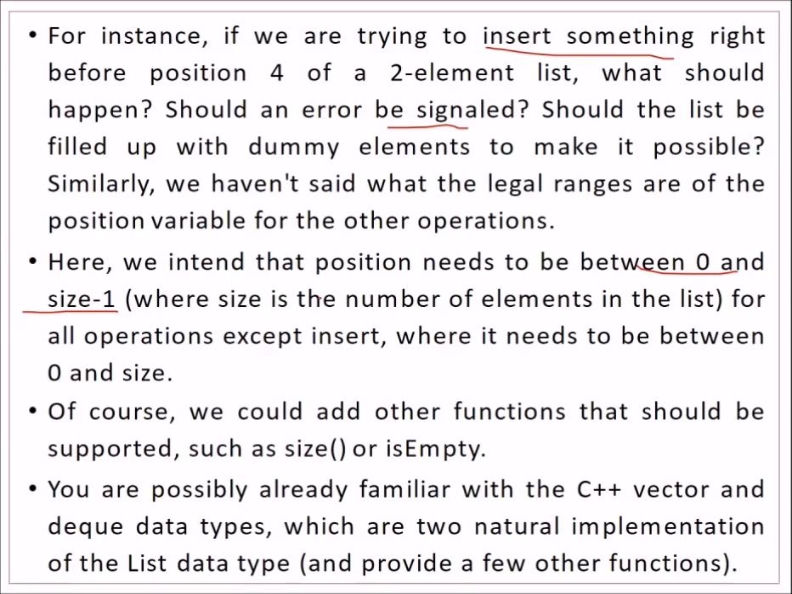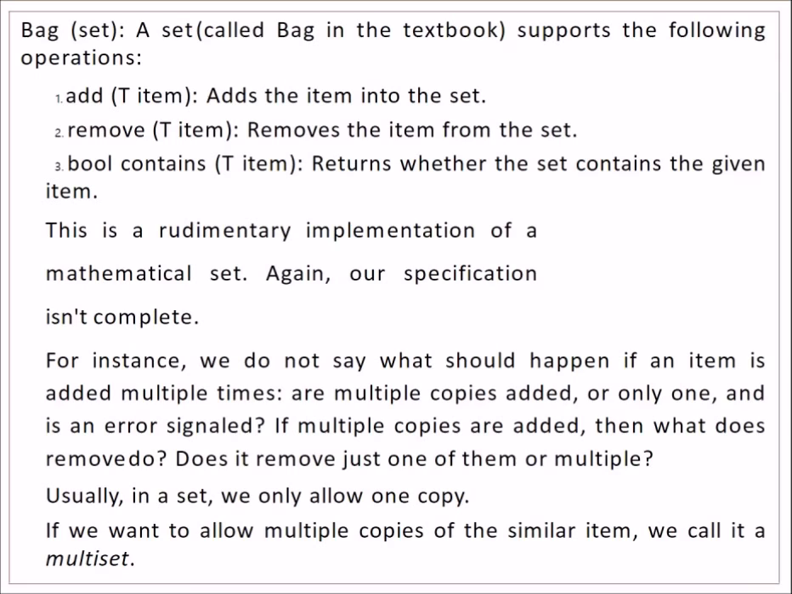We are possibly familiar with the C++ vector. We have talked about vector a lot. And deque also, a form of queue. This deque data type and the C++ vector are two natural implementations of the list data type, and they provide a lot of functions also. Then comes the bag.